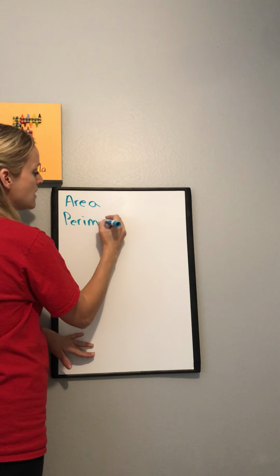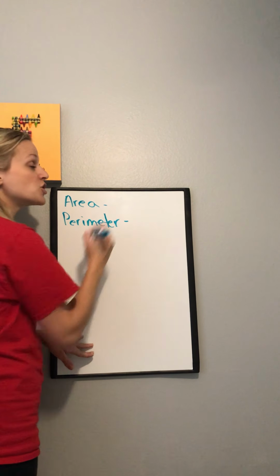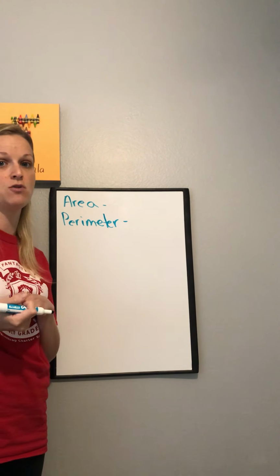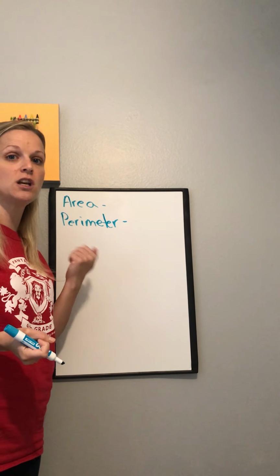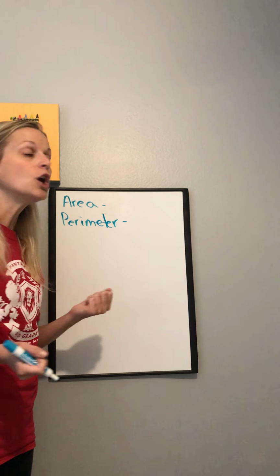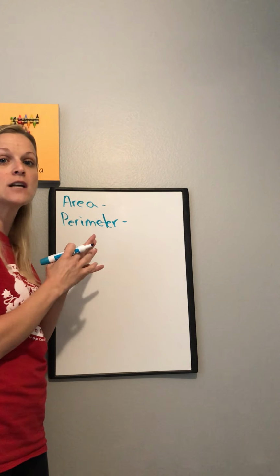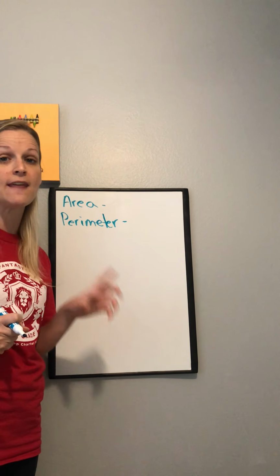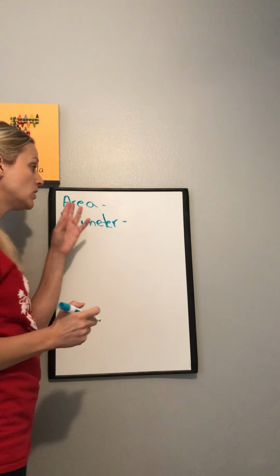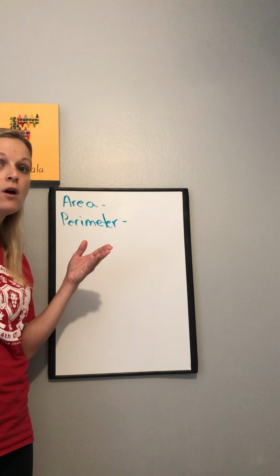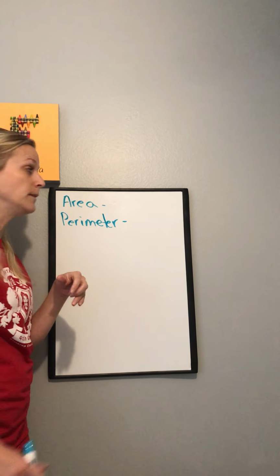These formulas are on your reference sheet that was posted on Edmodo, and you can use that reference sheet if you ever forget the area and perimeter. You can have the formulas written down right in front of you, and that's perfectly fine, okay? So you can have these formulas up when you take your quiz, okay?